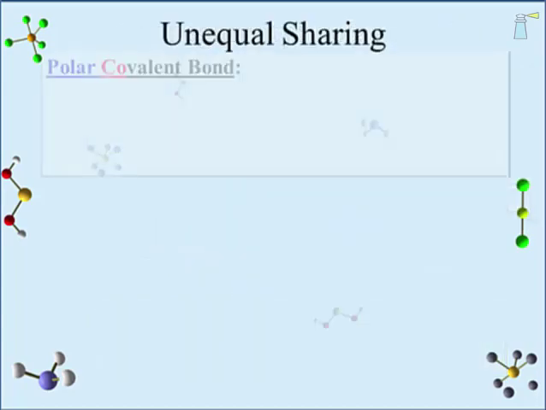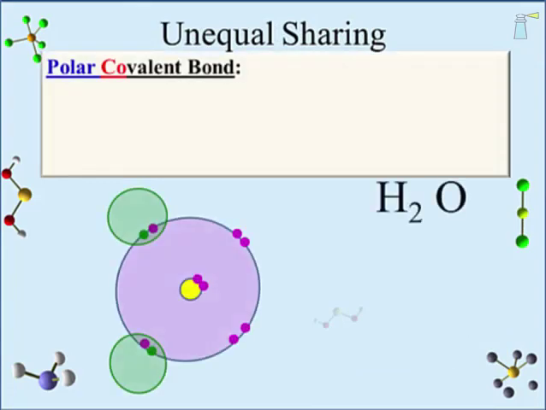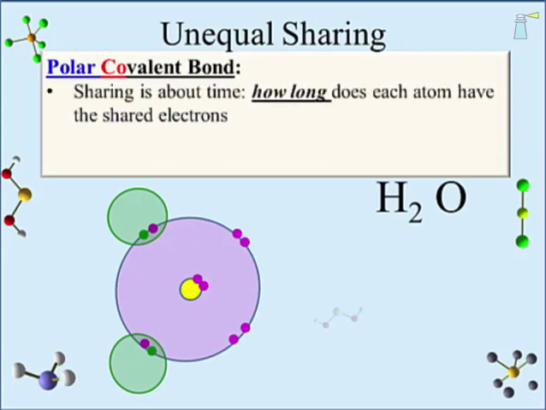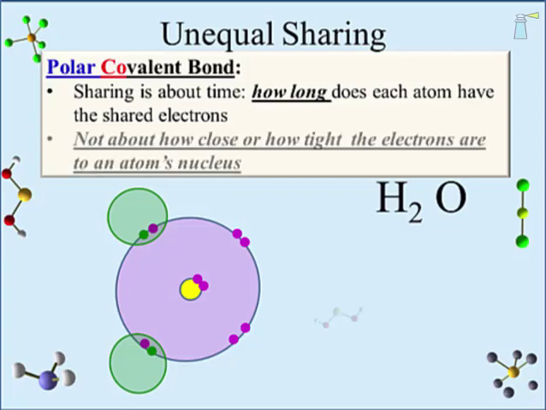Now we can get a deeper understanding of what is meant by unequal sharing of electrons in the covalent bond. Water will serve as an excellent demonstration molecule. In a covalent bond, sharing is about time. How long does each atom have the shared electrons? Despite how we draw the molecule, it is not about how close or how tight the electrons are to an atom's nucleus. We can make a cartoon representation of how the shared electrons in this selected bond move from one atom to another, but from the perspective of time.